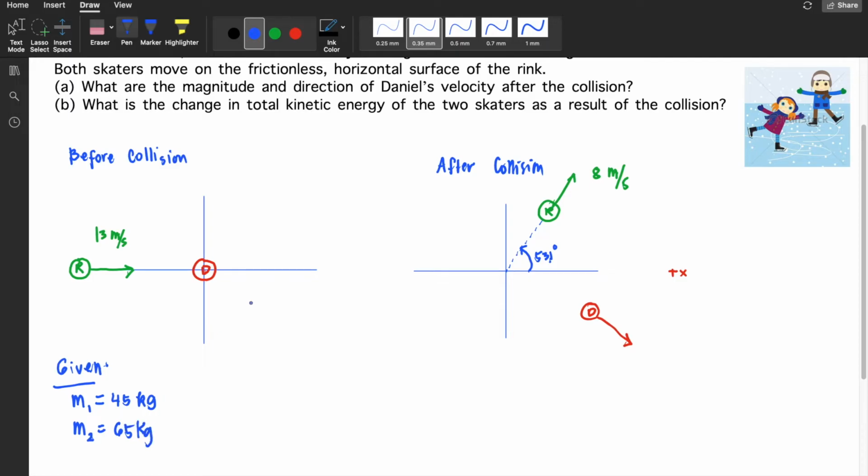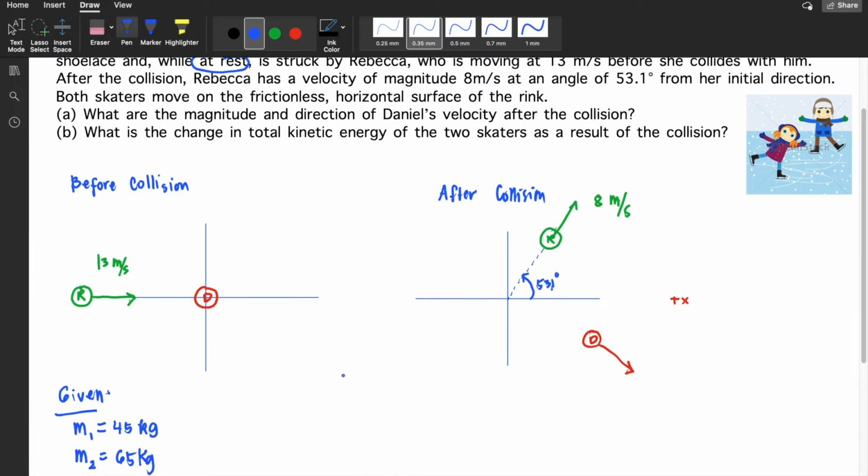Here, by using the conservation of momentum, take note that momentum is conserved in any type of collision. This is also a two-dimensional collision, and momentum is a vector quantity, so you cannot simply add the vectors. You'll need to consider their directions too. Before collision, we're going to note all the velocities of each of the particles.